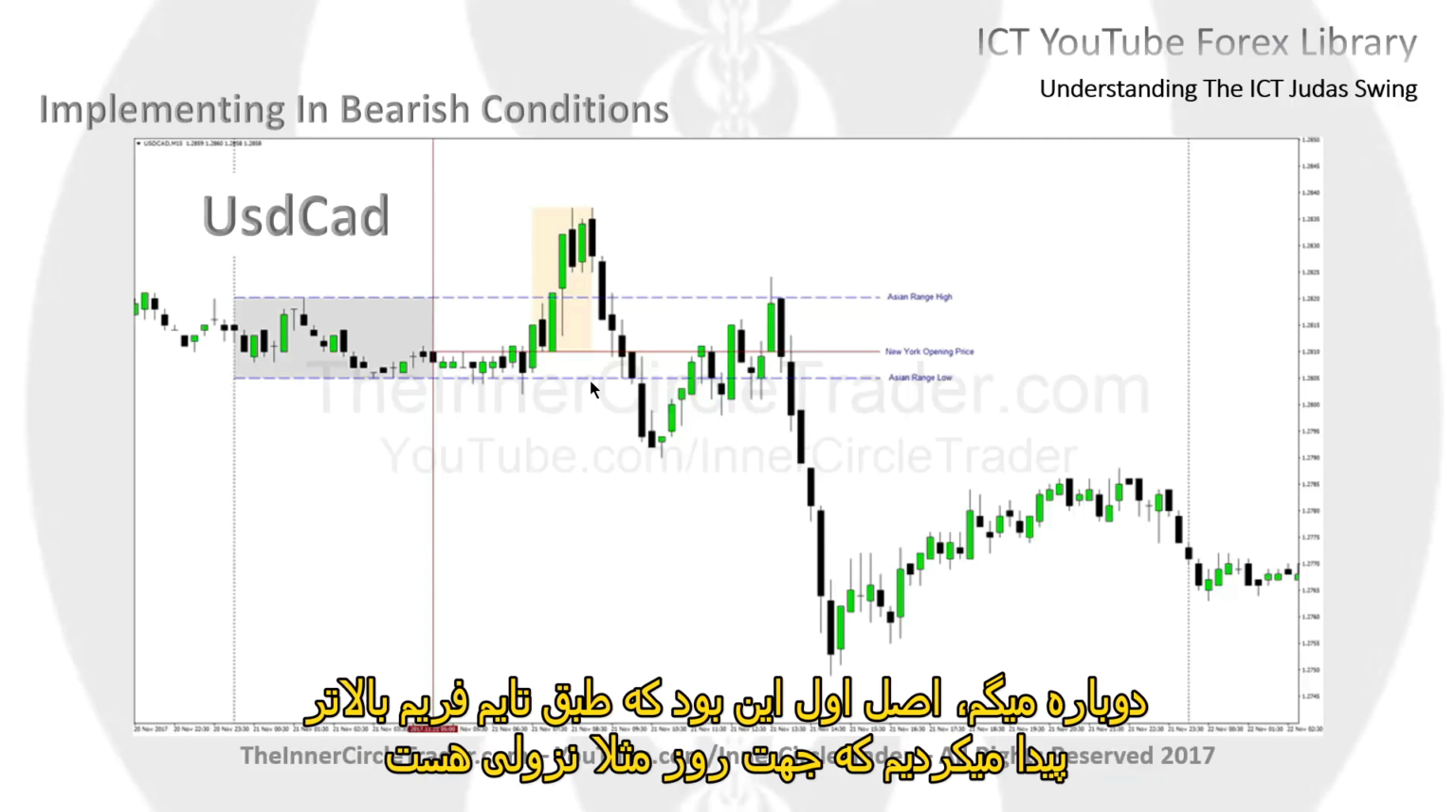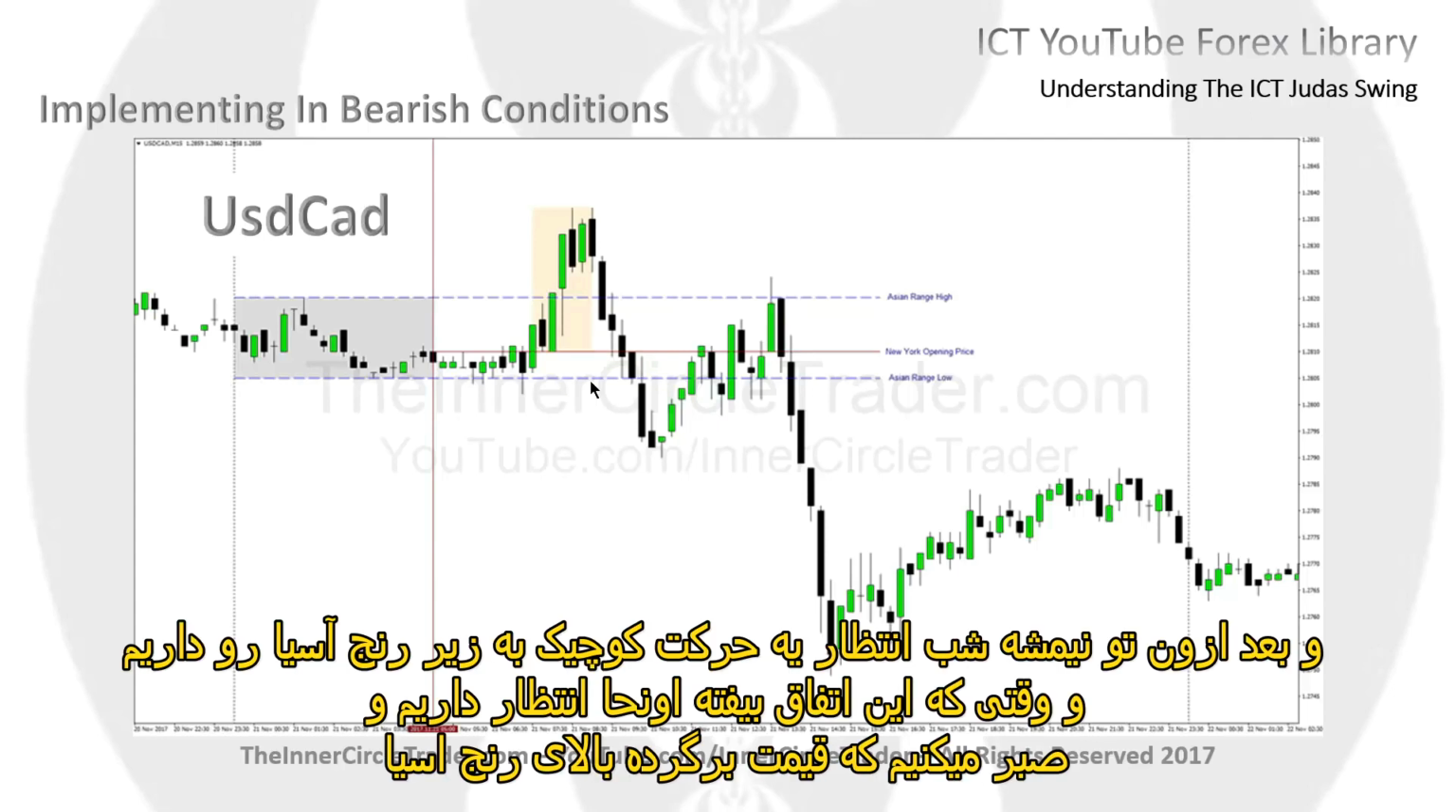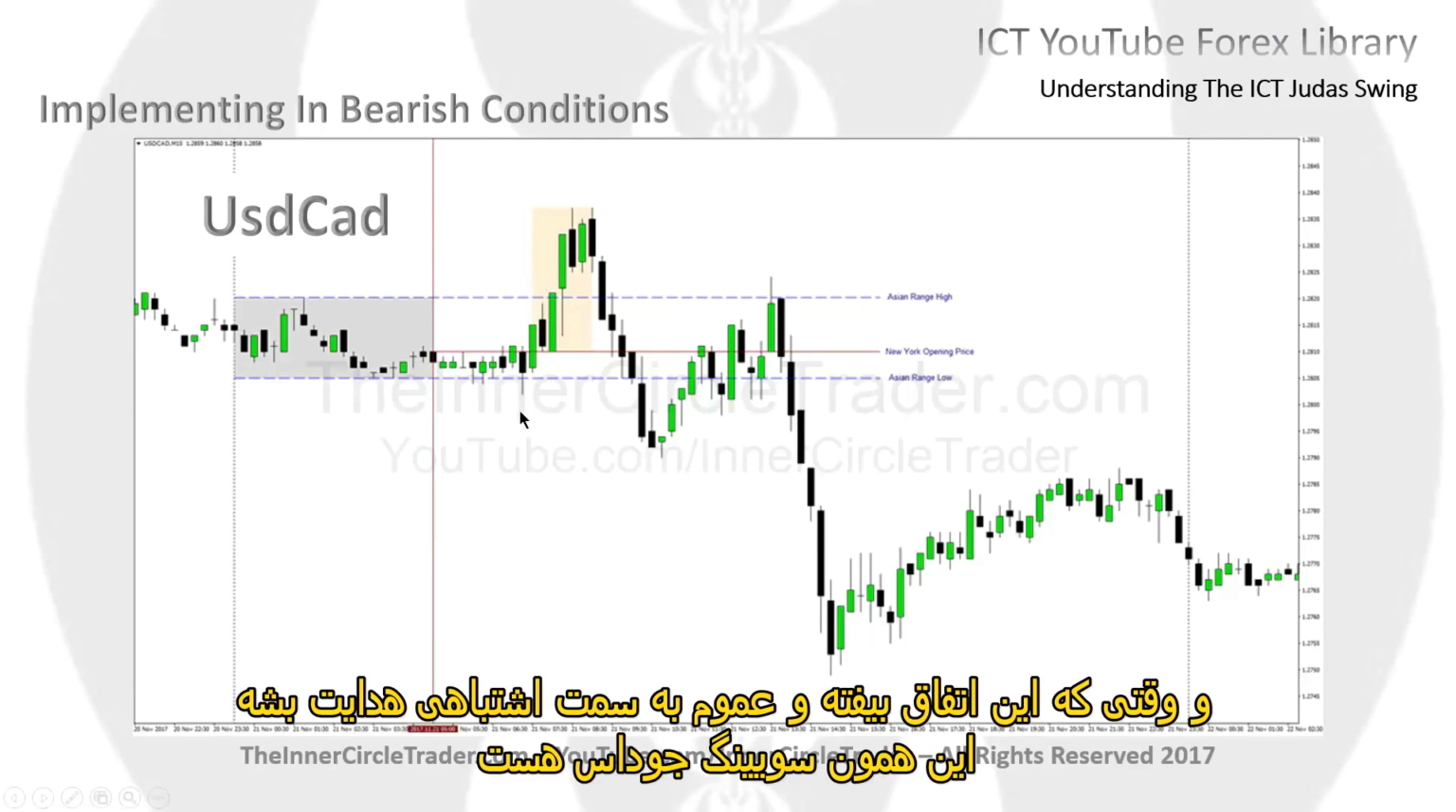Again, the number one premise going into this, when it's bearish, we want to anticipate lower prices, momentum lower. So we'll be looking for, after midnight New York time, price to initially drop down below the Asian range low. When that happens, we are set to wait and anticipate the run back above the Asian range high. When it does that and goes above the opening price, at that moment, right here on this candle, this becomes the Judas swing, because it's now leading people in on the wrong side.